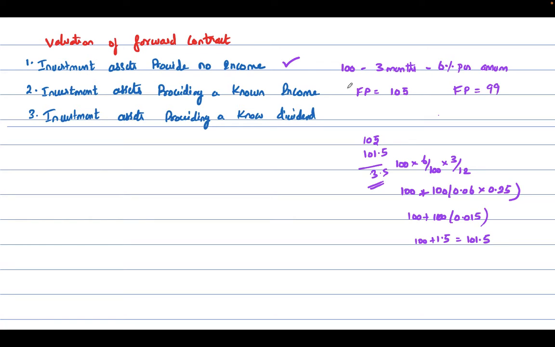The proceeds of the short sale will grow. That is, we will receive 101.5 after 3 months. The proceeds of the short sale will grow and we will receive this amount. After receiving this amount, we are in a long position that we will get the share for 99 rupees. Now we have made a profit of 2.5.